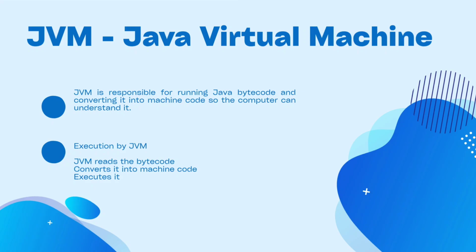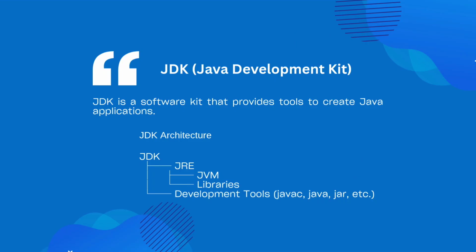JVM, Java Virtual Machine. JVM is responsible for running Java bytecode and converting it into machine code so that the computer can understand it. Execution by JVM. JVM reads the bytecode, converts it into machine code and executes it.